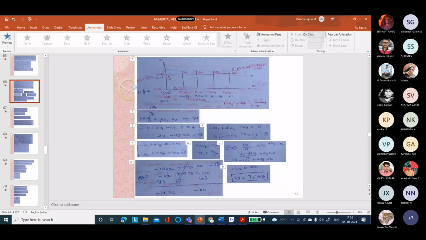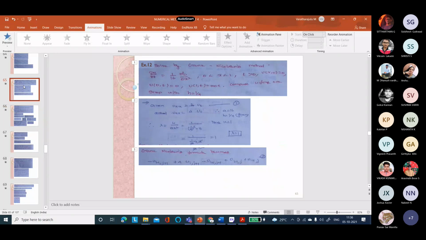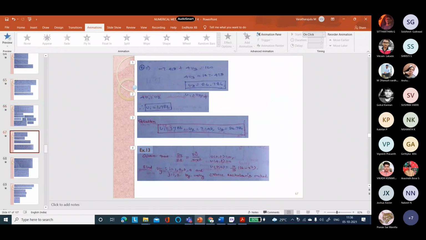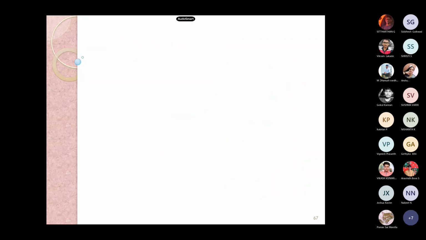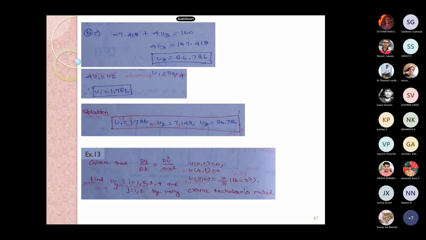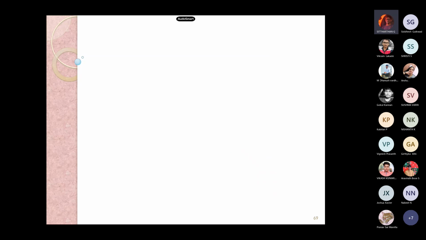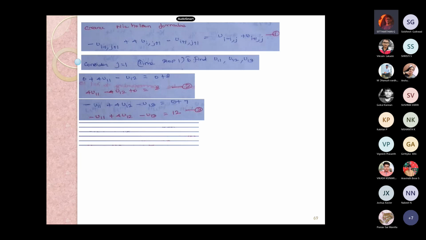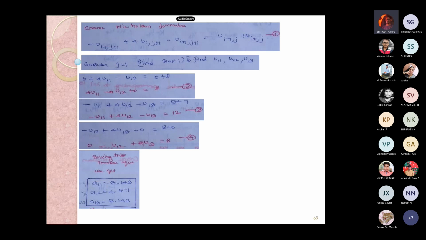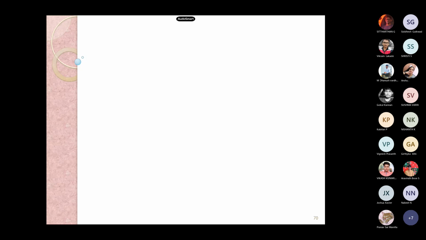Yesterday, I gave one particular problem, exercise number 13. What was the answer for exercise number 13? 3.14, 4.57, and 3.14 again. Let me check. Yes, very good. 3.143, 4.571, and 3.143. This is for j is equal to 1.